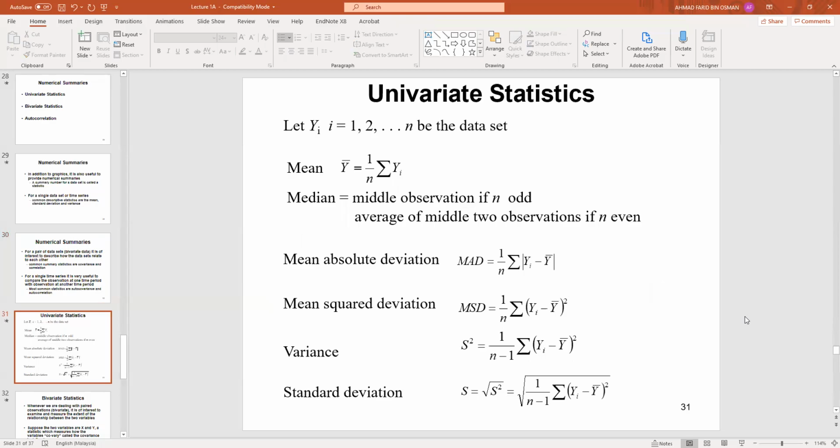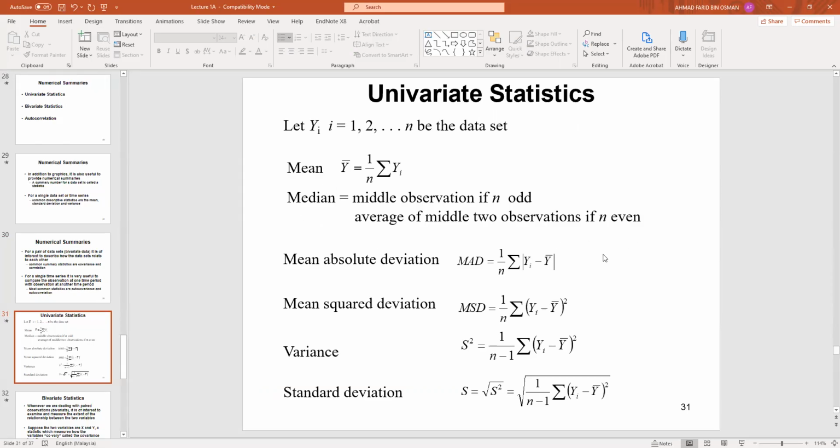So for the univariate statistic, let's say you have a single series, the variable y: y1, y2, and so on up to yn. You can use the summary. The mean is obtained by taking the average of all values. So this is the mean of the series. And then the median is the middle observation if n is an odd number. The average of the middle two observations if it is an even number. So if odd number, just the middle one. And if the number of observations is even, let's say 10, then you take the average of the middle two observations and get the median.